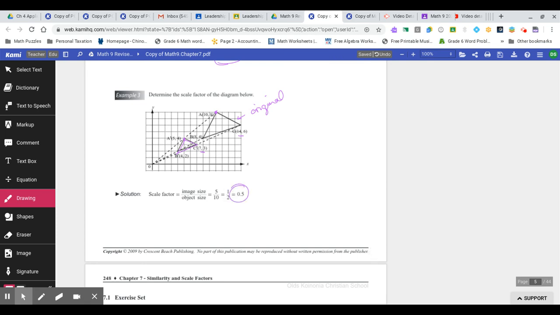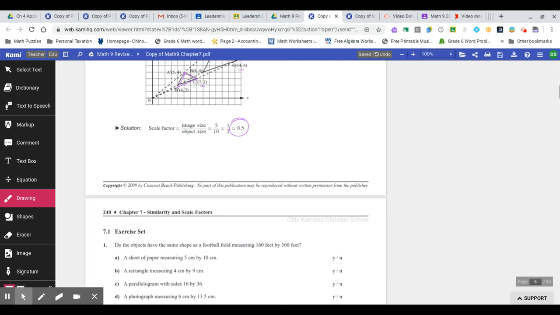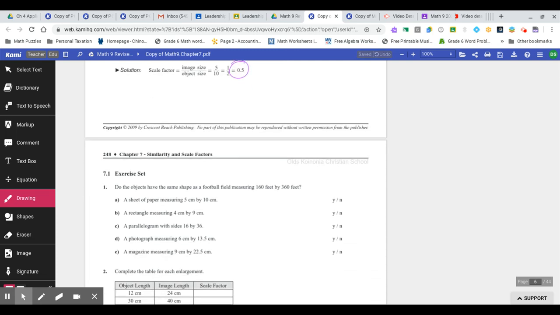Because we would multiply the original by 0.5 to get to the new picture, A prime. 10 would be multiplied by 0.5. So don't think of it as a 2. Think about what you have to multiply the original by to get the new image. Okay, basically, we're ready to roll.